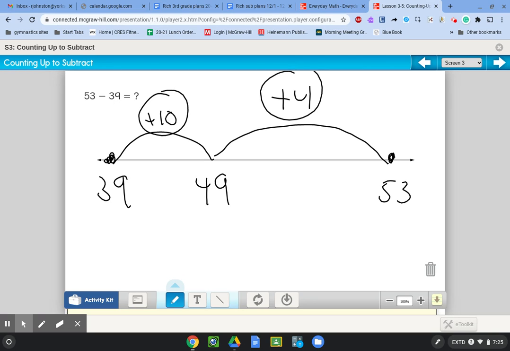And you could take different jumps, but remember, you're trying to make big jumps, not a whole bunch of little small jumps. You're trying to make big jumps, and you're trying to make jumps that are even tens, if you can, because it's easier to add tens. All right?